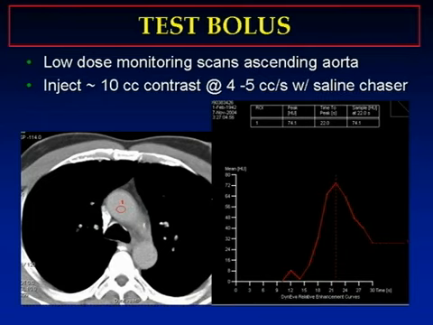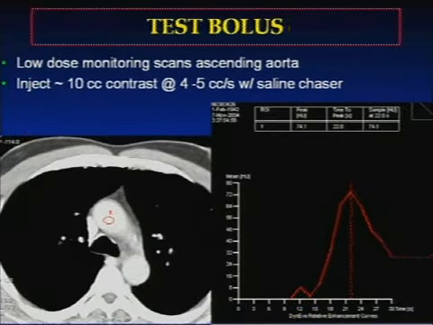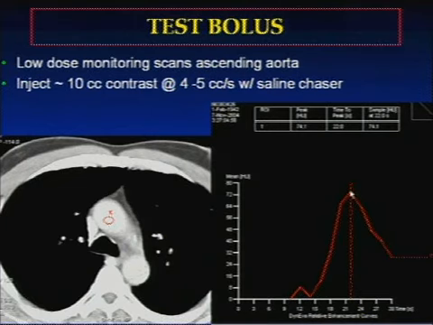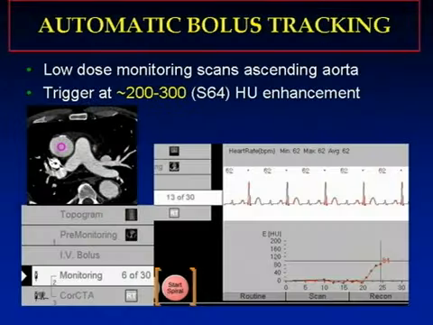You can either use a test bolus, where you do a series of low-dose monitoring scans in the ascending aorta. For the test bolus, you inject about 10 cc's of contrast material at whatever injection rate you're going to be using for the study, along with your saline chaser. You generate this enhancement curve, and then you use the peak time to determine your scan delay time.